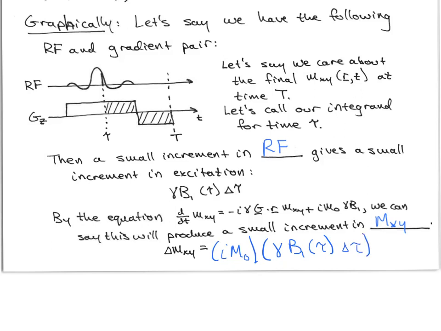Okay, so this little increment of time here, for example right there, gives a little bit of excitation, right? It brings a little bit of mz down into the transverse plane, and it couples into the differential equation like this. So if we look at the little change in mxy over that discrete time period, mxy will have increased by that amount, right? And this is exactly the amount it will increase by.